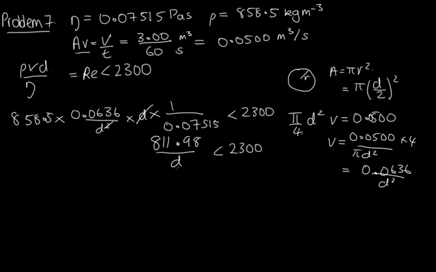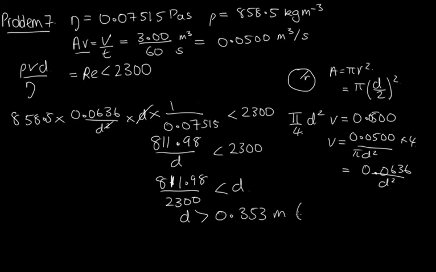So rearranging this, we can move this down here and this d up here. So we've got 811.98 over 2,300 is less than d, and so d has to be greater than 0.353 meters, and that's given to 3 significant figures, as this one here was given to 3 significant figures. And so that's determined the minimum diameter of the pipe.